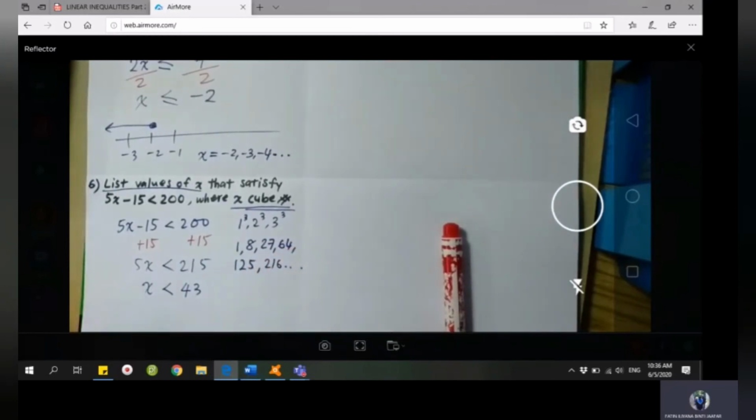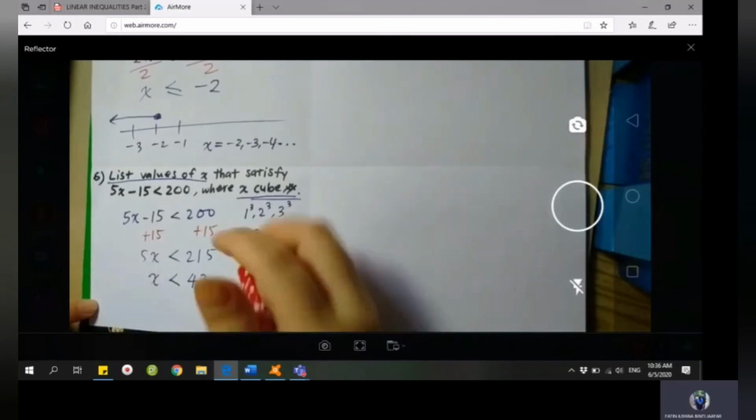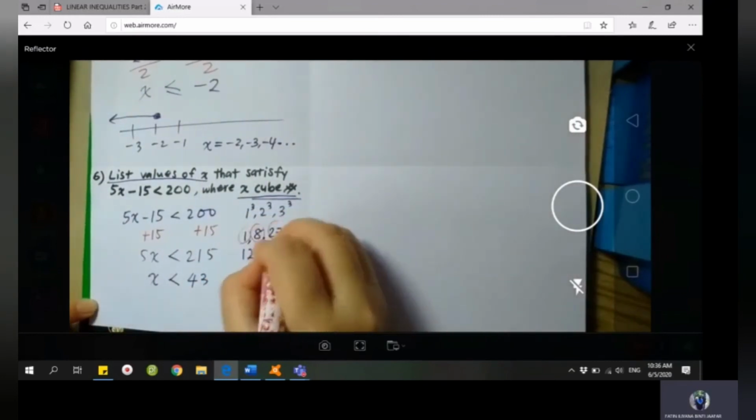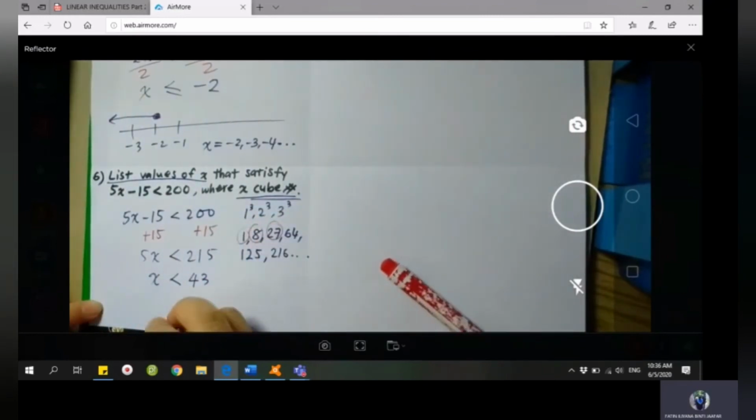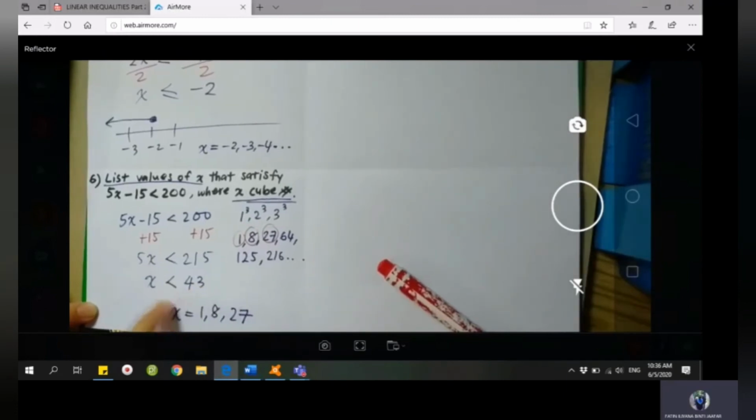Okay. Sekarang ni value X kita adalah less than 43. So yang mana cube number kita yang less than 43? So kita ada 1, 8, 27. So our X adalah 1, 8 and 27. Okay? Sebab X kita adalah less than 43.